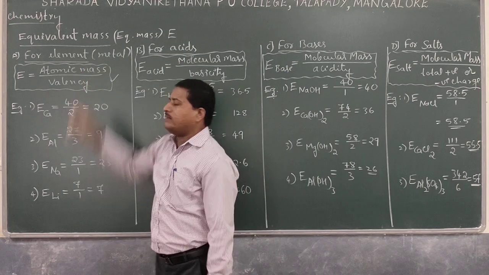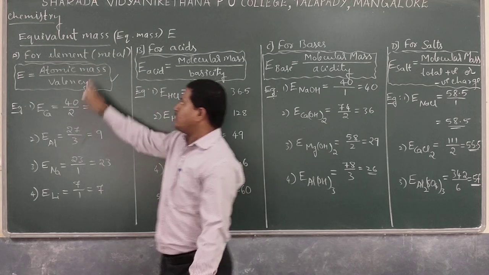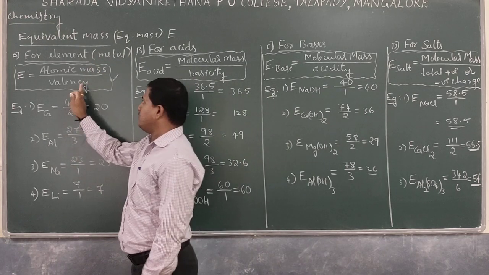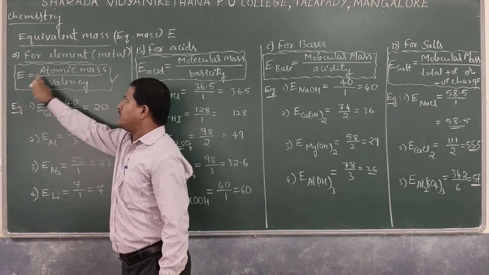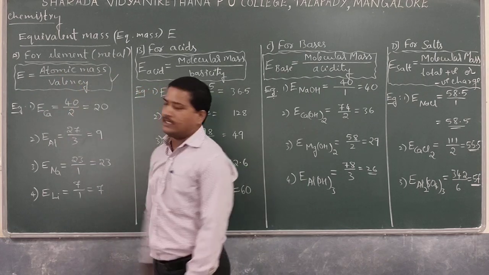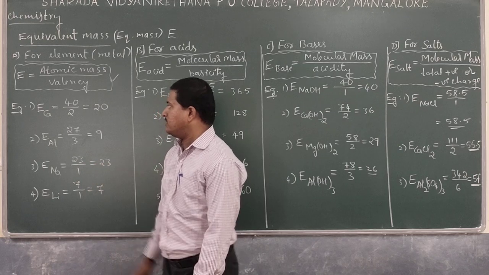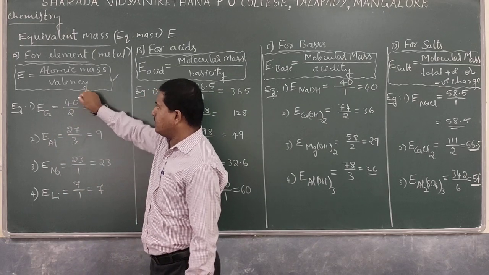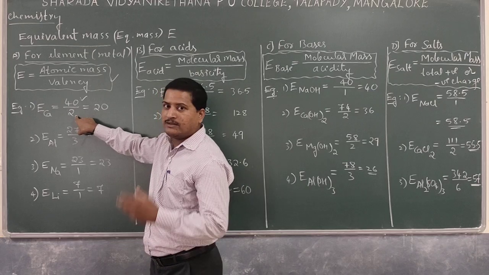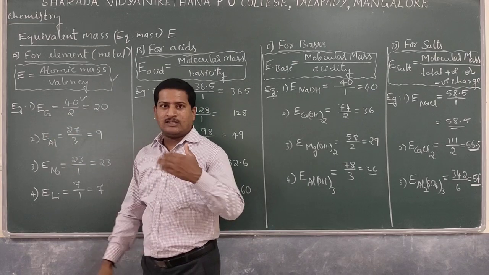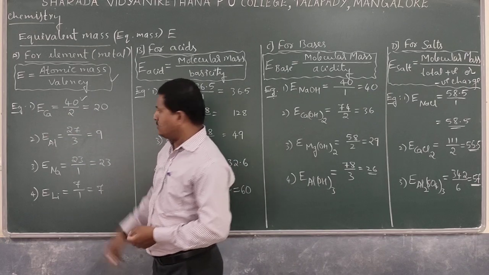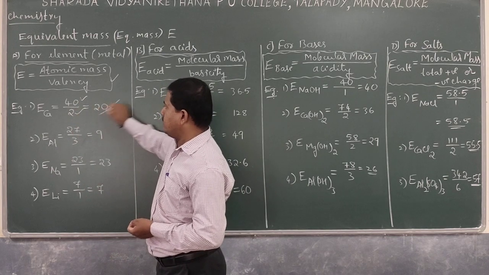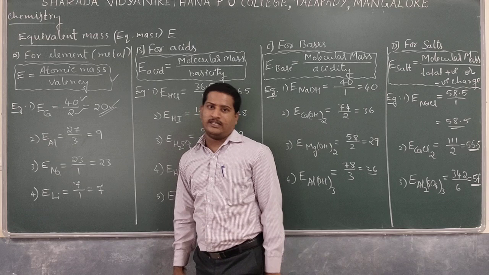For metal or element, atomic mass is considered: atomic mass of that element divided by valency of that element. This is the simple formula. Equivalent mass for element equals atomic mass divided by valency. Let us go with a few examples. For calcium, you already know the atomic mass of calcium is 40, divided by the valency of calcium. Calcium loses 2 electrons and becomes calcium plus 2, so the valency is 2. So 40 divided by 2 is 20. So the equivalent mass of calcium is 20.